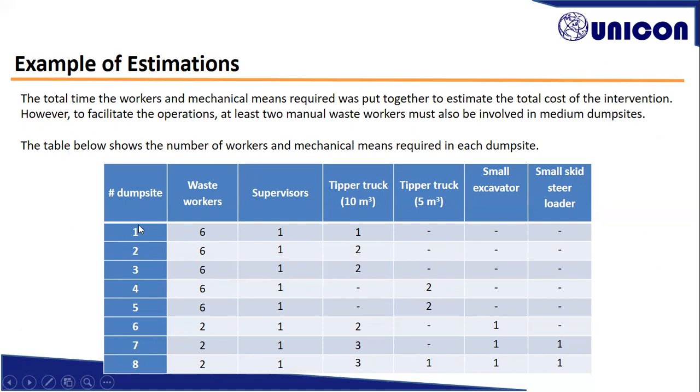As a consequence, in dump sites 1, 2, 3, 4, and 5, you can see that you will need 6 waste workers in each dump site and a supervisor, but no mechanical means, no small excavator, no small skid steer loader. In dump sites 6, 7, and 8, you will need mechanical means, but also 2 waste workers per dump site and a supervisor.